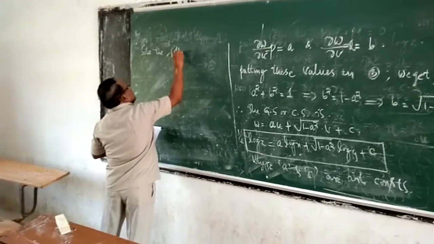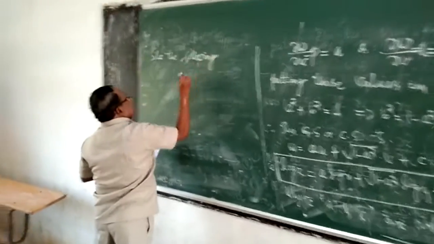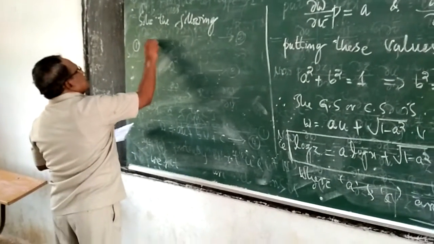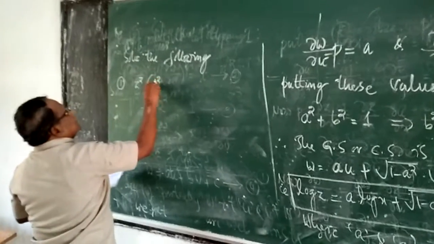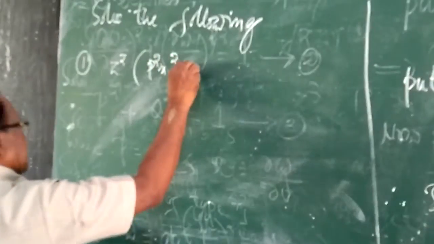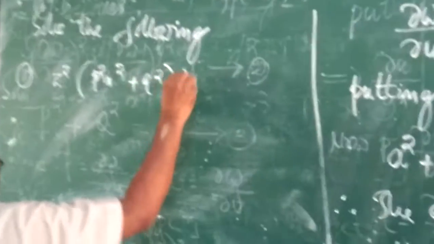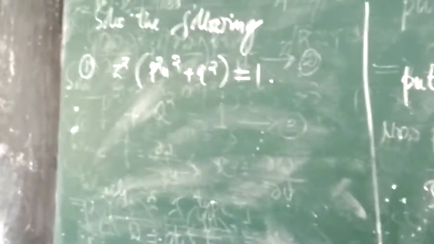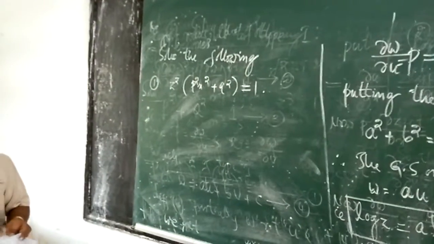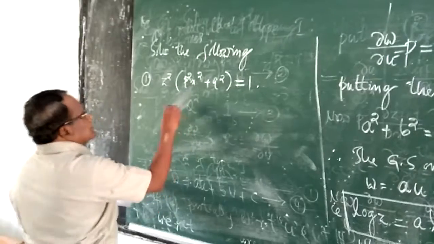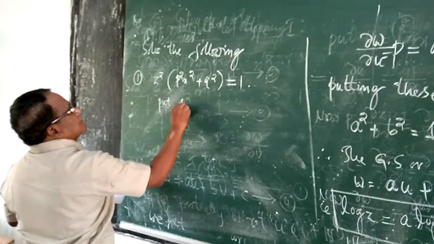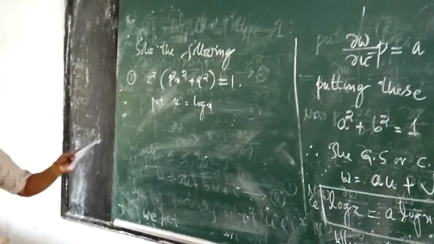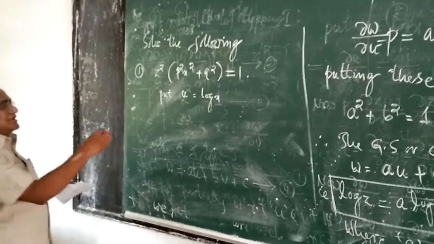Solve the following. Example number 1 is z squared into p squared x squared plus q squared is equal to 1. It is not of type 1 because it involves x and z. In order to do this, you make use of this substitution. Put u is equal to log x. The substitutions also I will give you. With the help of these substitutions, you solve it.